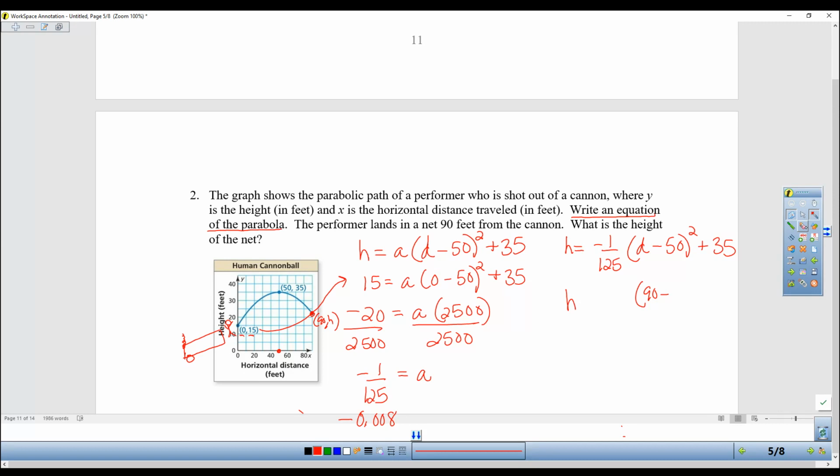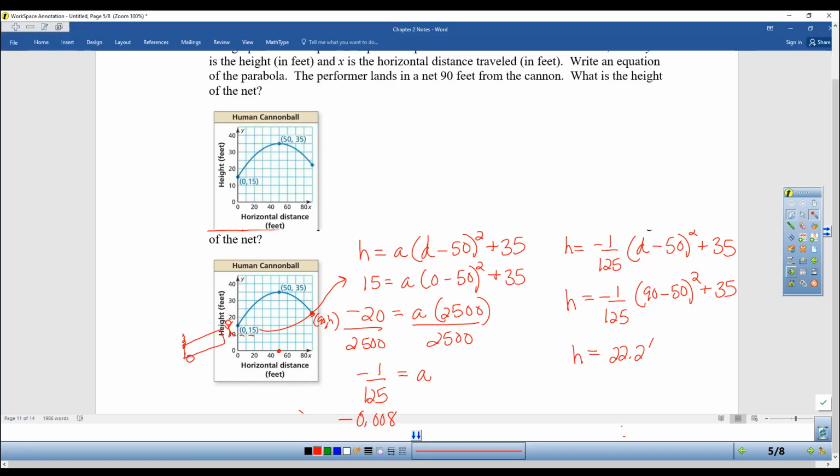Oops, I wanted to put height. Negative 1 over 125, times (90 minus 50) squared, plus 35. You are welcome to enter that into your calculator just like that. I'm not going to do all the little pieces for you. You can literally type it in exactly like that. And you should get 22.2 feet. Okay, 2 more. You're doing great.